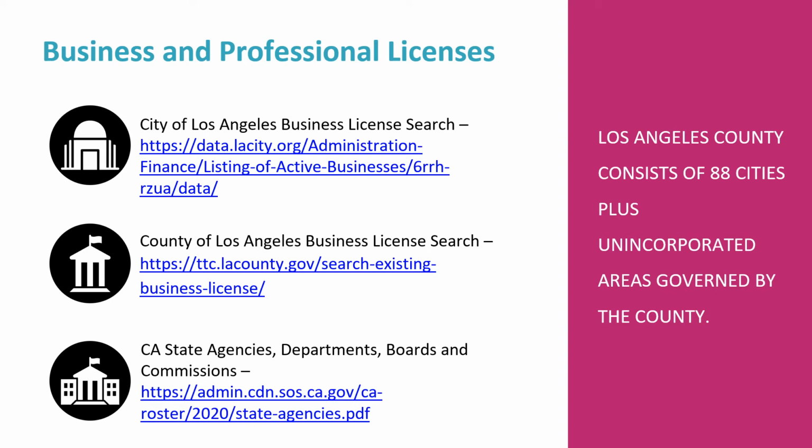Contact the County of Los Angeles for business license information for businesses operating in the unincorporated areas. The City of Los Angeles and the County of Los Angeles have online search options on their websites that are shown on this slide. If the city the business is operating in does not offer a license search on their website, contact the city by phone or in person to ask for the procedure to verify license information.